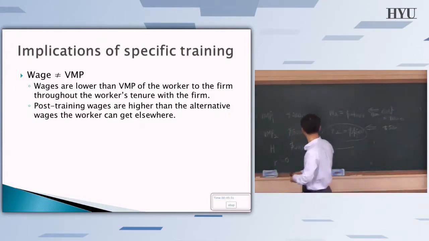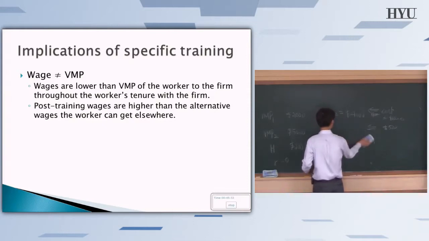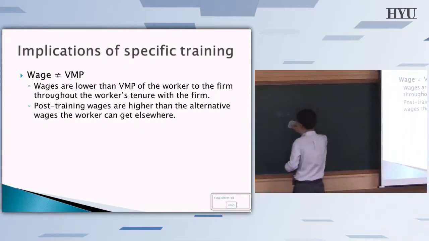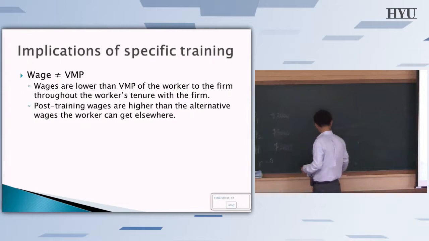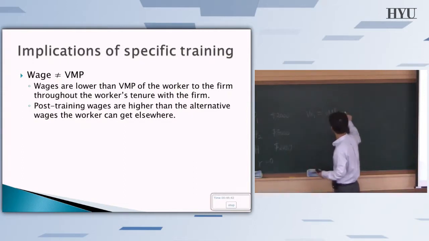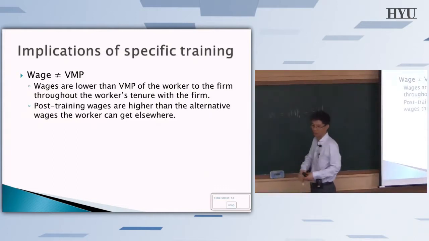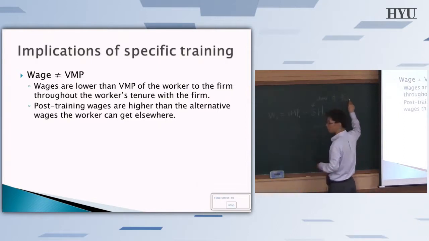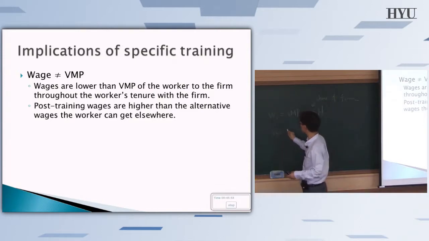So the implications for the specific training: one implication is wage is not equal to BMP. W1 is just the BMP1 minus delta H. So delta is the share of firm cost. And W2 is just BMP2 minus 1 plus R delta H.